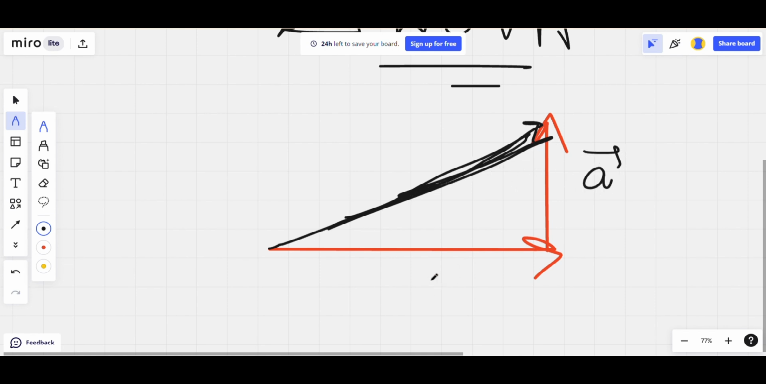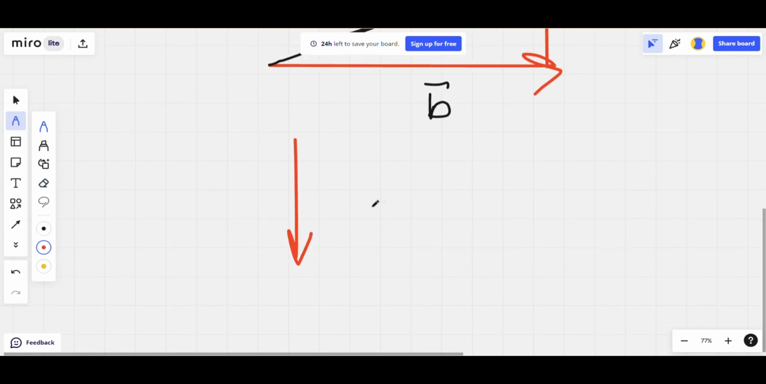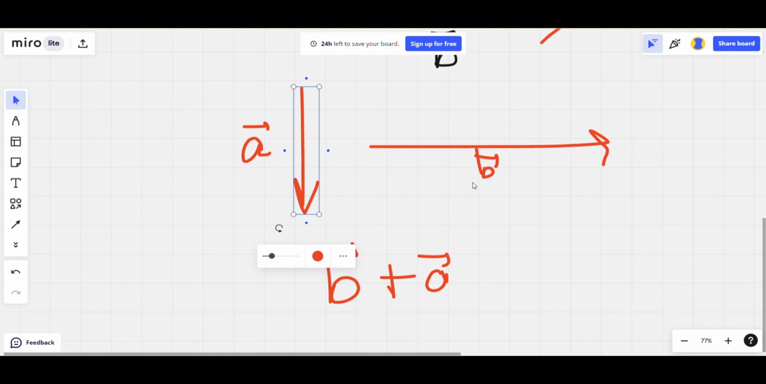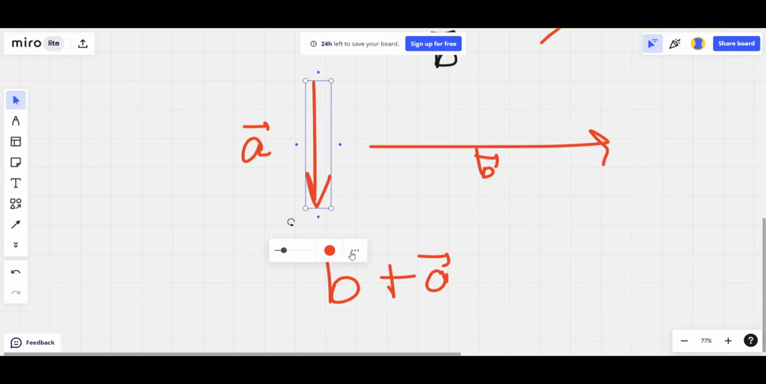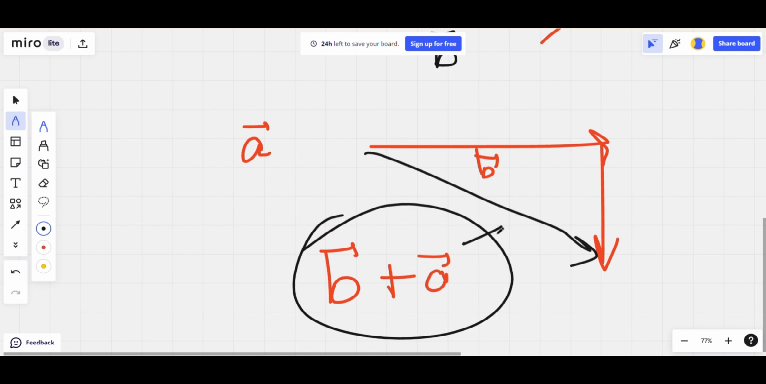If this vector is a vector and this vector is b vector, then this vector is nothing but the addition of a and b. If you look at another example, let's take two vectors like this. Let's say this is a vector and this is b vector. The question says to find b vector plus a vector. Since b comes first, you need to put the head of b vector to the tail of a vector, and then draw the third vector. This vector would give the sum.